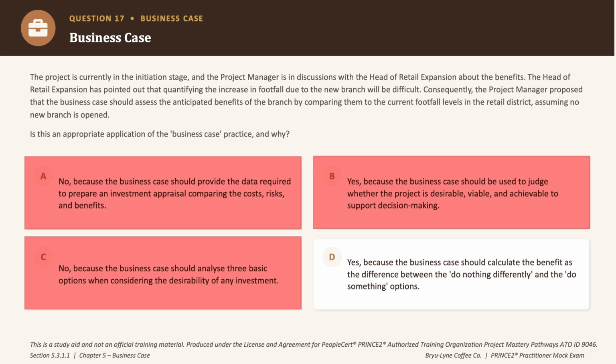Option D says yes, because the benefit should be calculated as the difference between doing nothing differently versus doing something. And this is right. The doing nothing differently option is always the baseline for quantifying the benefits of doing something, right? So the correct answer to this question is option D.